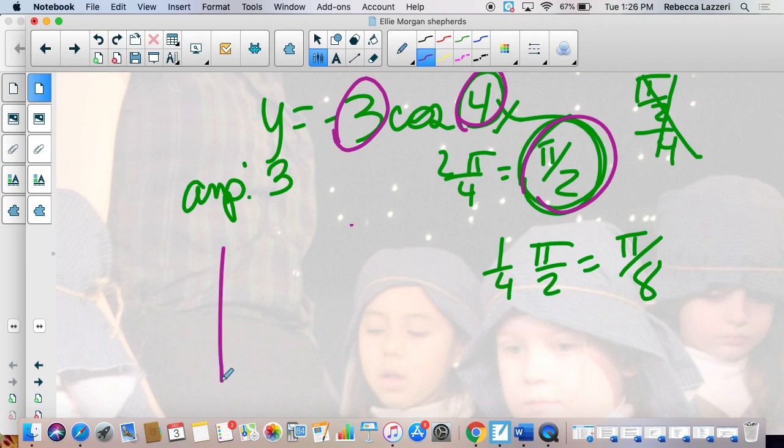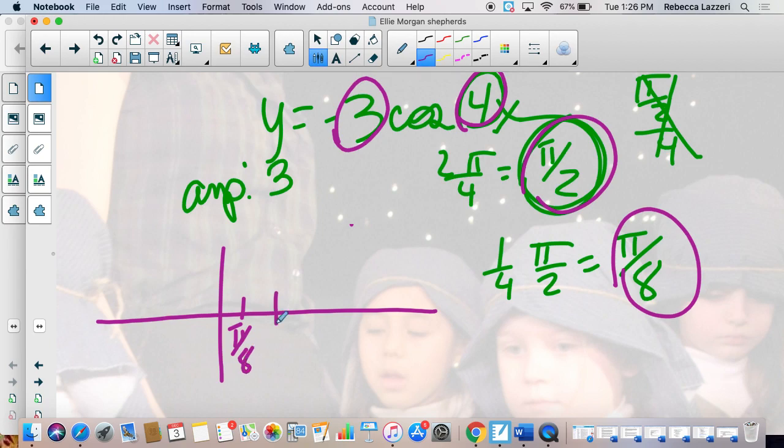So now I'm gonna draw my graph, and so I'm gonna count by pi over 8s. So I'm gonna go 1 pi over 8, 2 pi over 8, 3 pi over 8, 4 pi over 8. I don't even care if you reduce or not, if it's easier for you just to count. However, what is 4 pi over 8? Which is where I should have stopped, right? I'm gonna go up 3 and down 3.